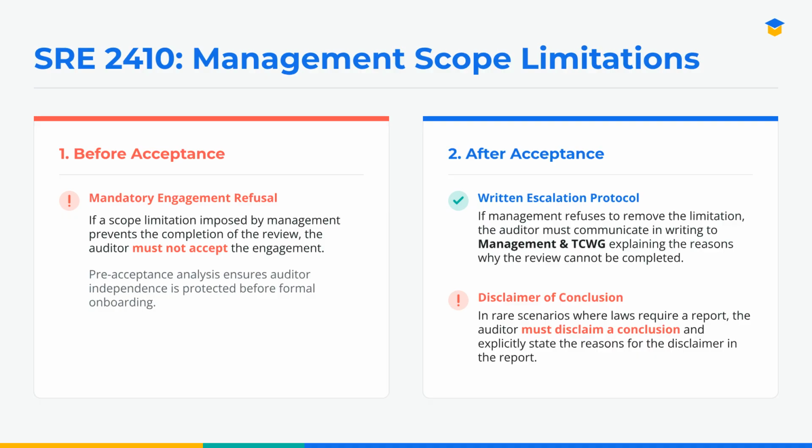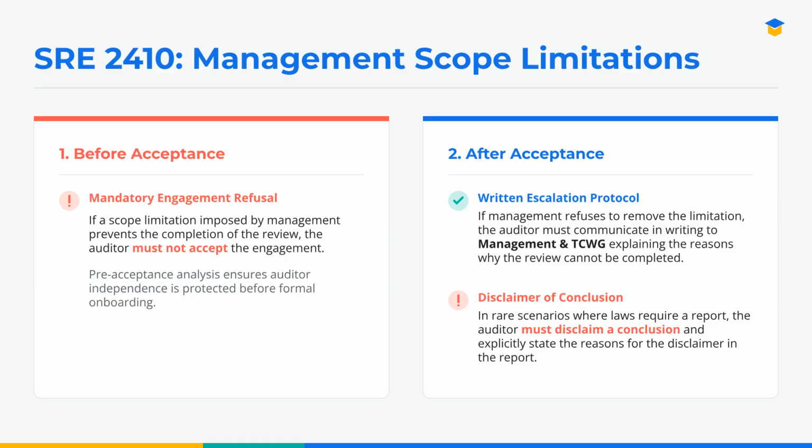Before acceptance, if a management-imposed scope limitation prevents the completion of the review, the auditor must strictly refuse the engagement. This pre-acceptance analysis protects auditor independence before formal onboarding. After acceptance, if management refuses to remove a limitation, follow the written escalation protocol.